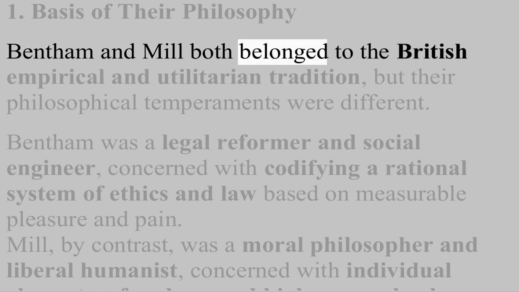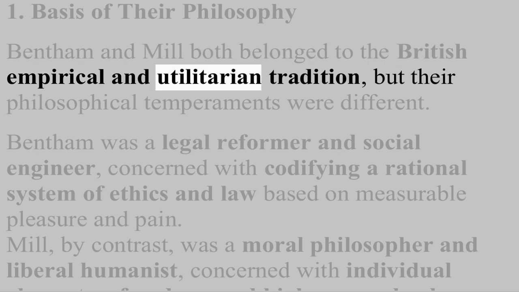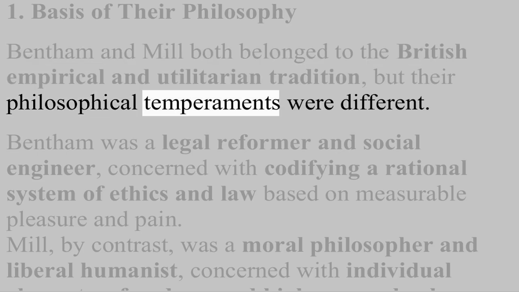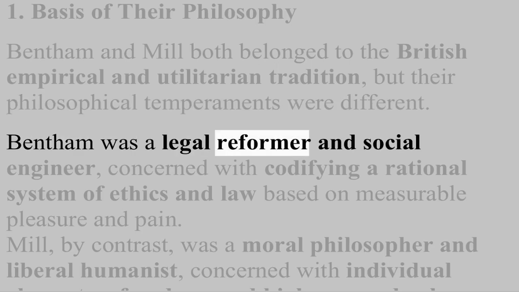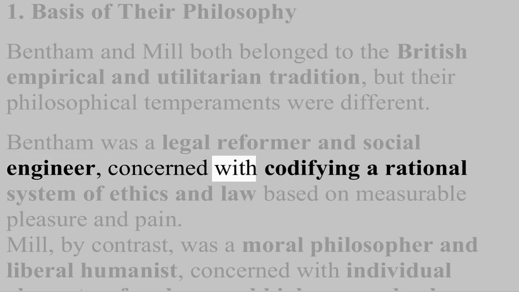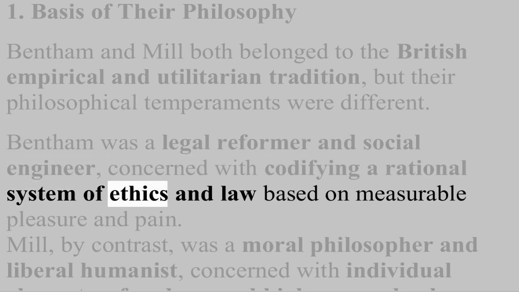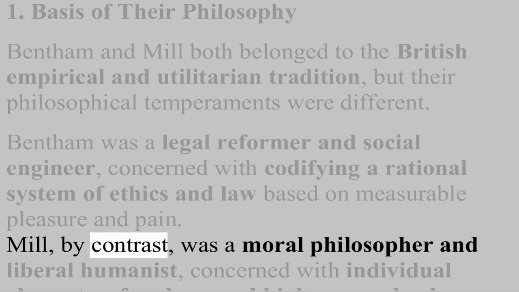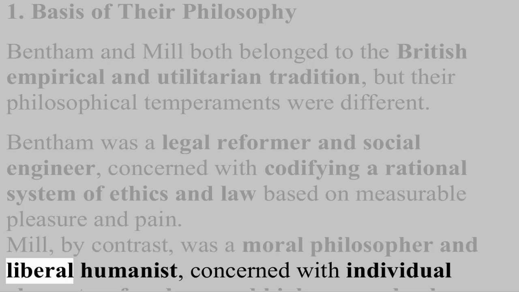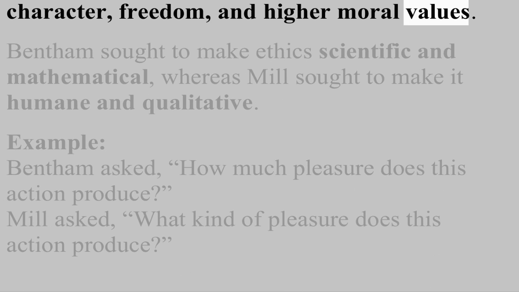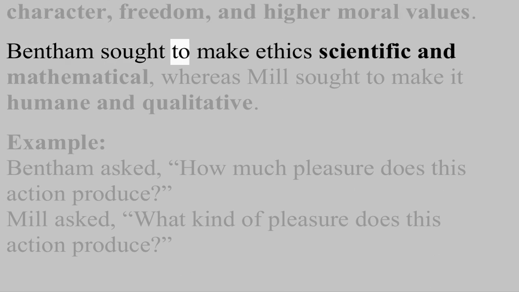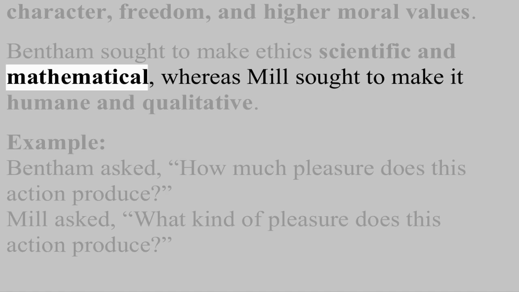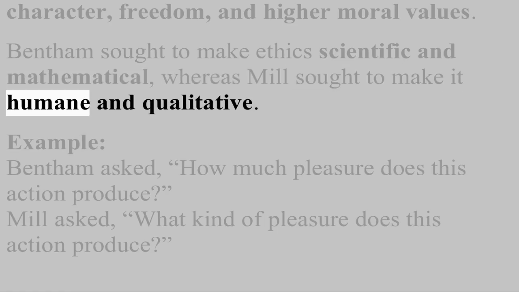1. Basis of their philosophy. Bentham and Mill both belonged to the British empirical and utilitarian tradition, but their philosophical temperaments were different. Bentham was a legal reformer and social engineer, concerned with codifying a rational system of ethics and law based on measurable pleasure and pain. Mill, by contrast, was a moral philosopher and liberal humanist, concerned with individual character, freedom, and higher moral values. Bentham sought to make ethics scientific and mathematical, whereas Mill sought to make it humane and qualitative.